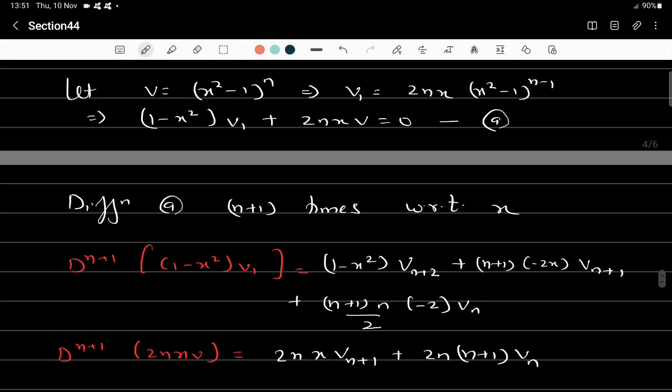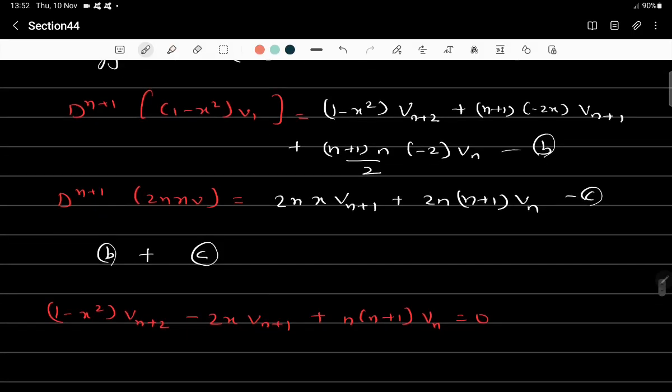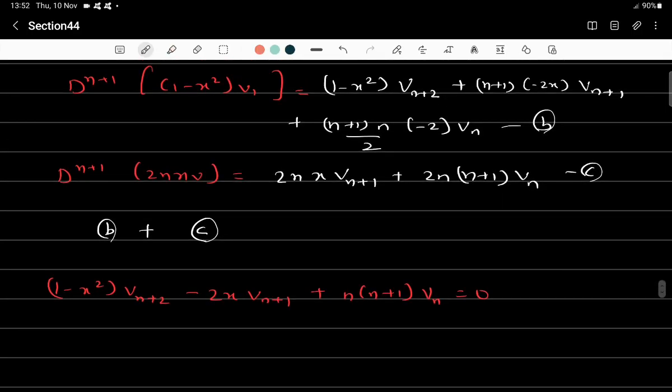Now if you add these two equations, let's call them b and c, so b plus c gives you, this you need to try by yourself, (1 - x²)v(n+2) - 2x v(n+1) + n(n+1)vn = 0. Now see how you can proceed further. You need to prove Rodrigues' formula. This can be written as (1 - x²)vn'' and so on, just to make sure it looks like the Legendre equation. Instead of vn, if I put y, then you will see that it's a Legendre equation.